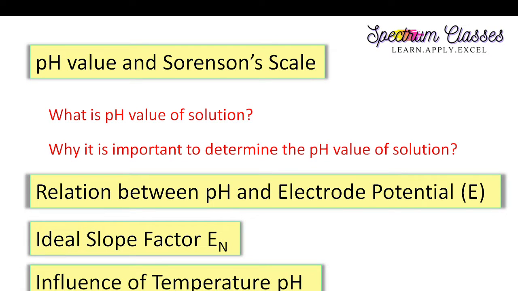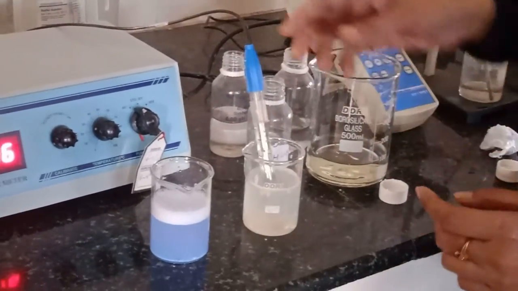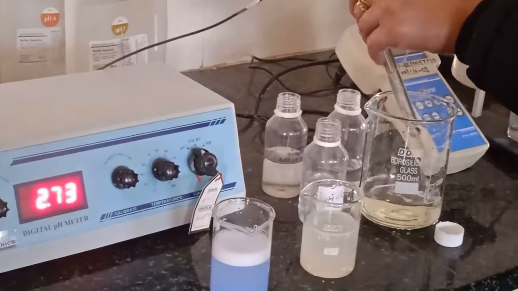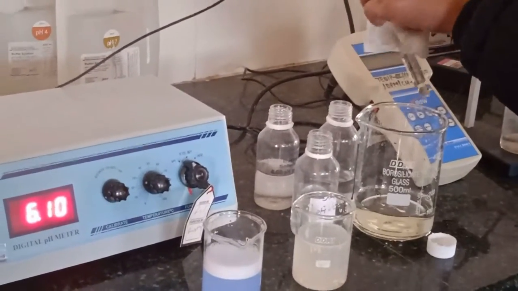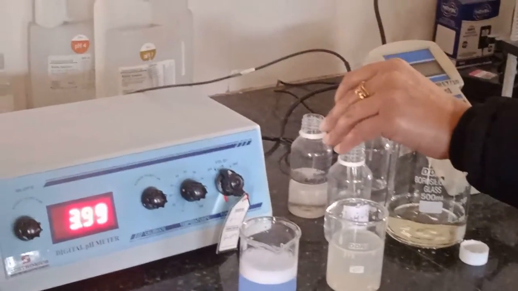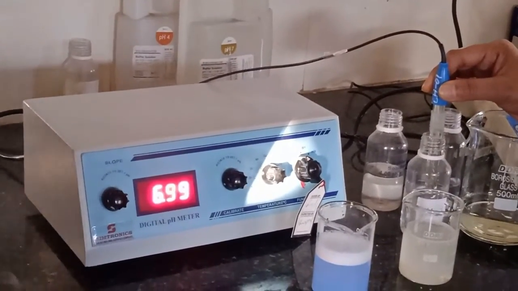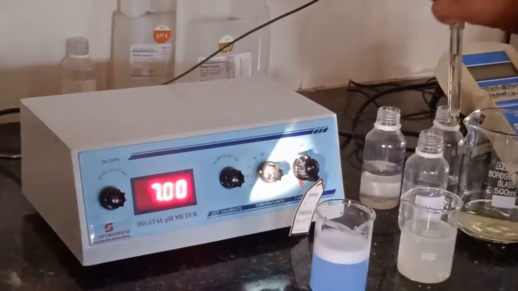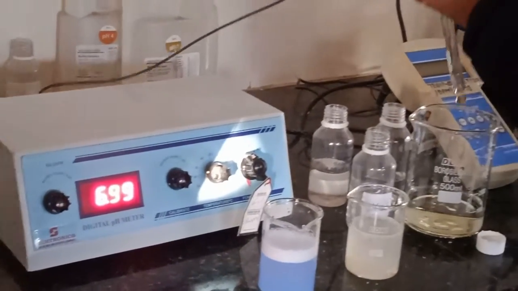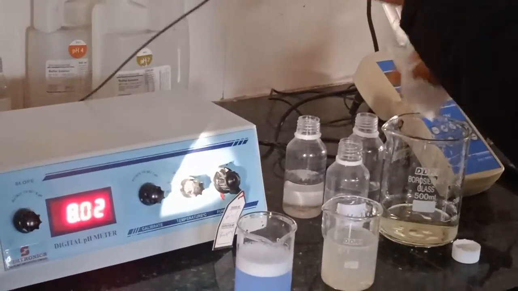Today in this video I am going to discuss the pH value and the Sorensen scale. So here I have a lemon solution, and in this solution you can see the reading is 2. Now I am going to wash this electrode, and now I am putting it in the pH 7 buffer, and here you can see the reading is pH 7.